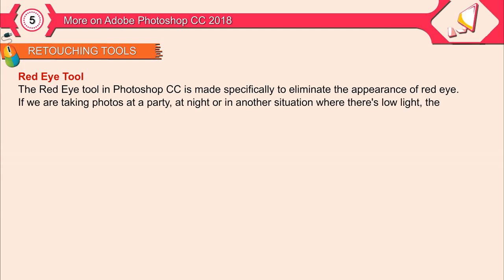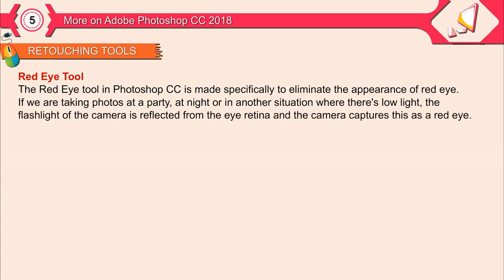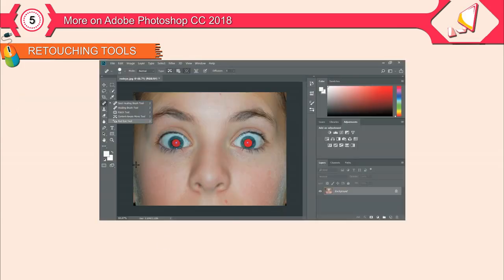If we are taking photos at a party, at night, or in another situation where there is low light, the flashlight of the camera is reflected from the eye retina and the camera captures this as a red eye. To use the Red Eye tool, follow the given steps.